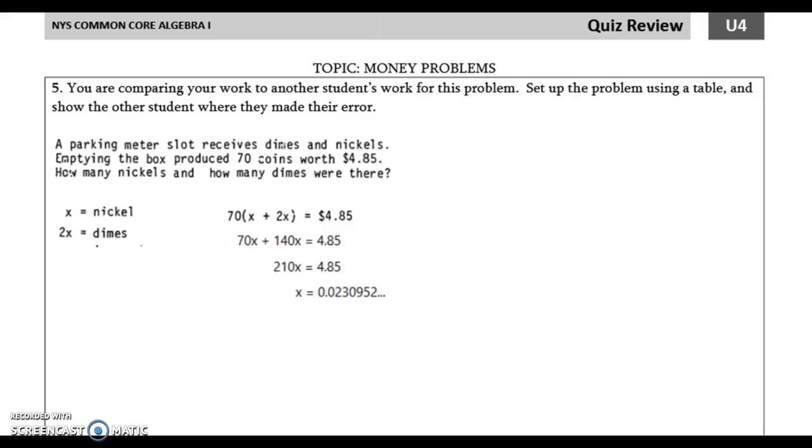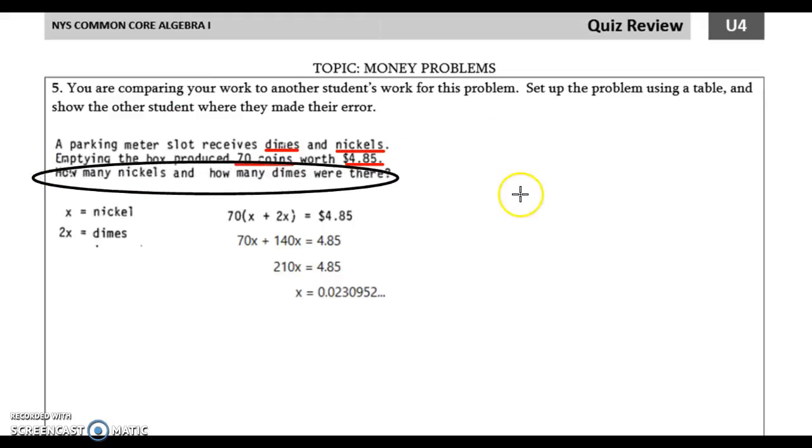Next problem. This is a money problem that asked for using a table to set up, and we're supposed to show the other student where they made their error. The first thing we're going to do is annotate. We know that the parking meter slot receives dimes and nickels, 10-cent pieces and 5-cent pieces. Emptying the box produced 70 different coins, and their total worth is $4.85. It asks for how many nickels and how many dimes. So we're going to circle that part. Next, I'm going to set up a table that includes all of this information.